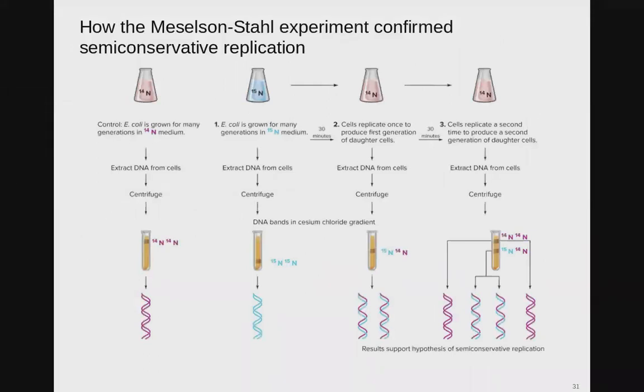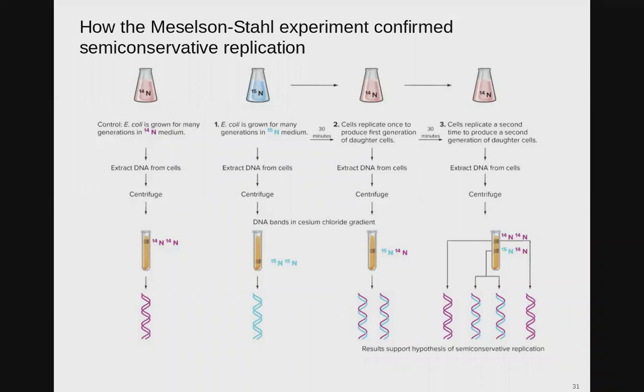So they had control E. coli, because all good experiments need a control. And all the experiments we've talked about thus far had a control. We just haven't made mention of it. But in this case, it's actually really important to see the control here. So in their control experiment, they grew E. coli only in 14N nitrogen for many, many generations. They extracted the DNA from the cell, they centrifuged it, and they found a single band near the top of the tube that was just 14N and 14N.